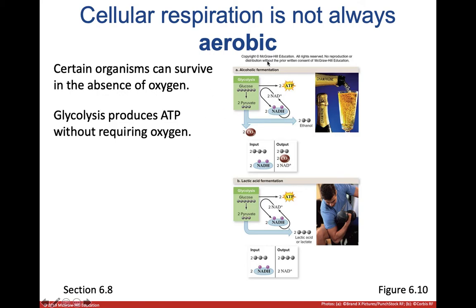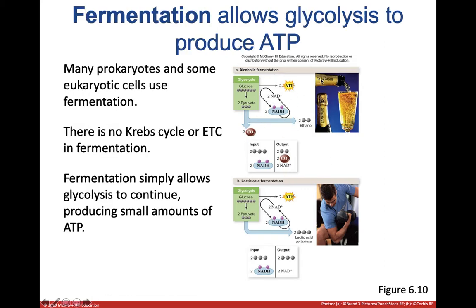Now, there are other ways that cells can produce energy. Sometimes they run out of oxygen. Some organisms don't require oxygen, so when they don't need oxygen, they can still produce energy. It's kind of required to live. So in that case, instead of producing CO2, they tend to produce alcohol.